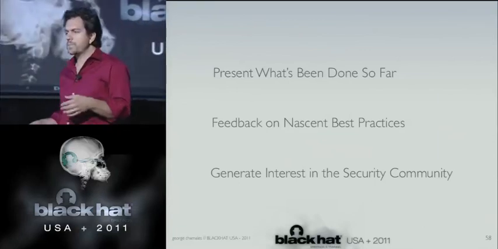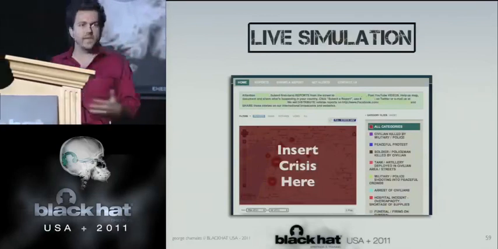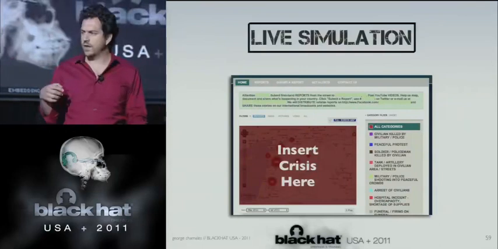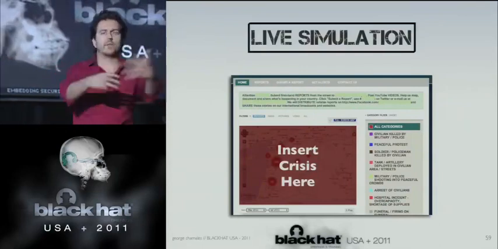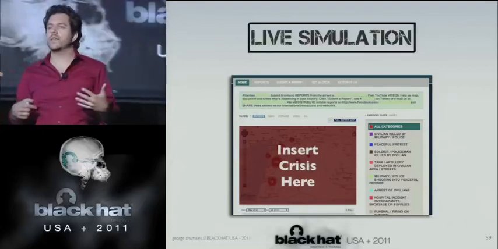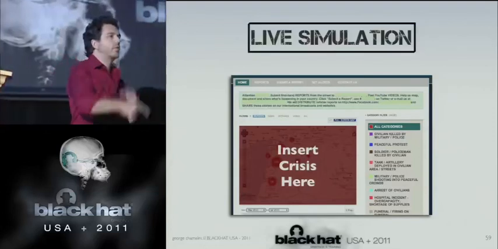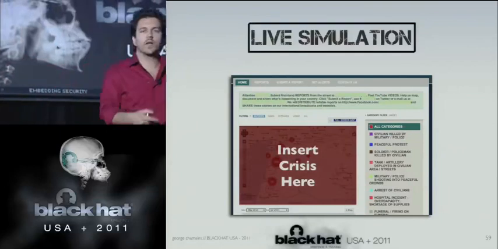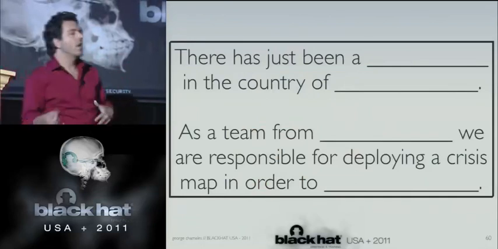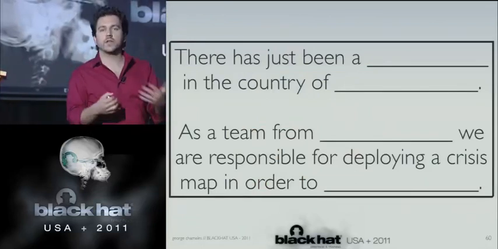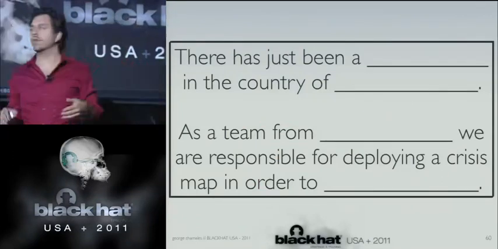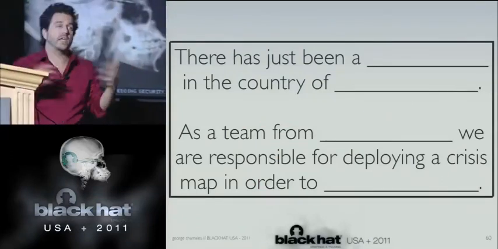When thinking about the best way to present this information, we went back and forth. We could talk about the vulnerabilities or the attacks, but we realized that the easiest way to walk through it would be to go through each of the steps that take place in a regular deployment, because they tend to follow a pretty standard model no matter who is doing it and what the situation is. The fill-in-the-blank Mad Lib style setup is: there's just been a blank in the country of blank.